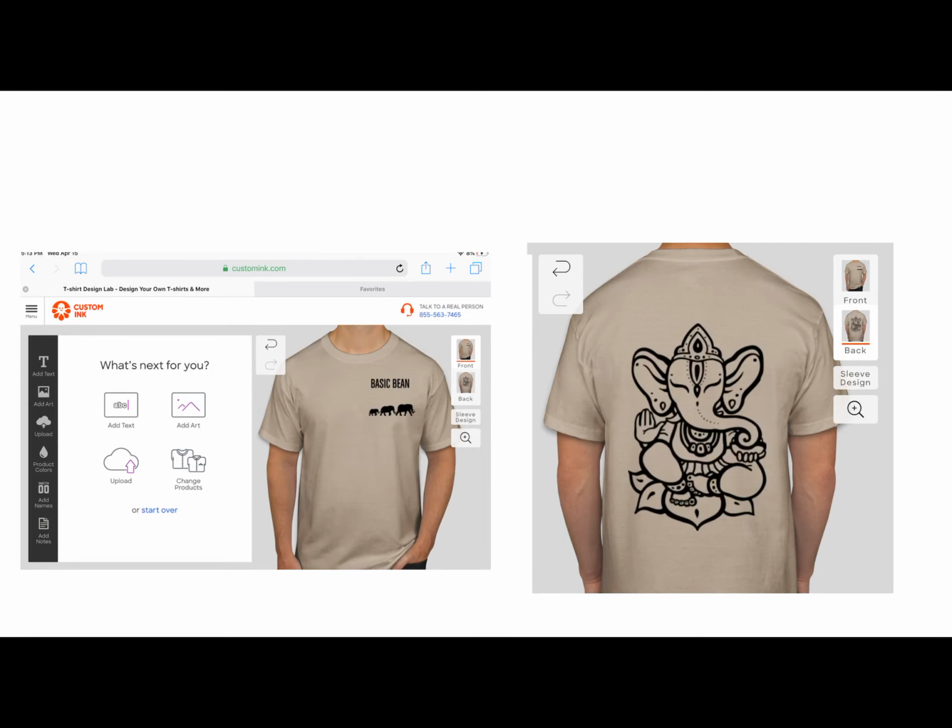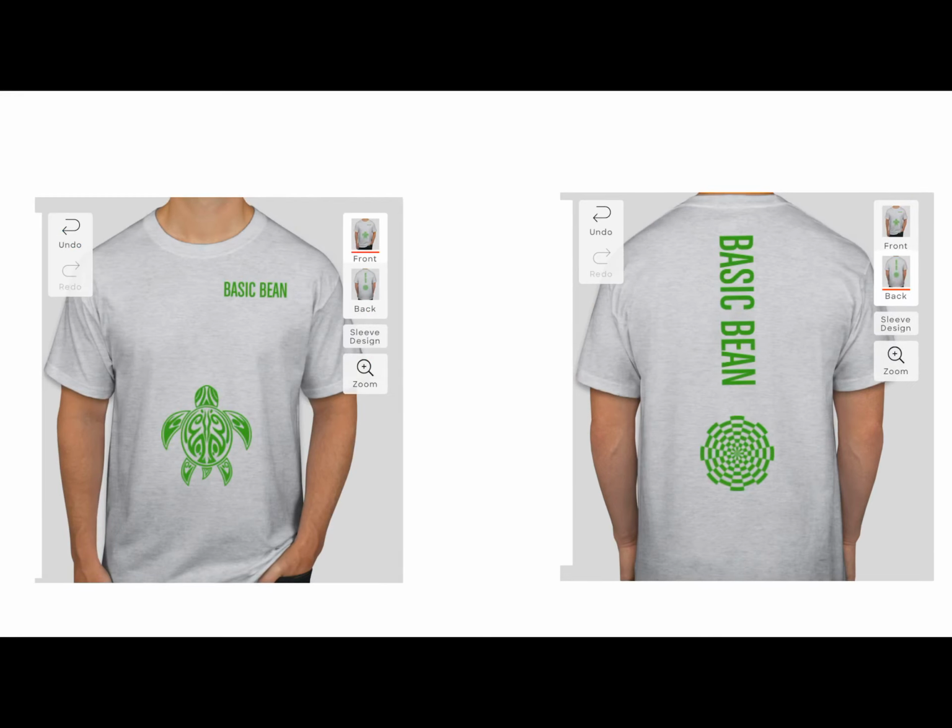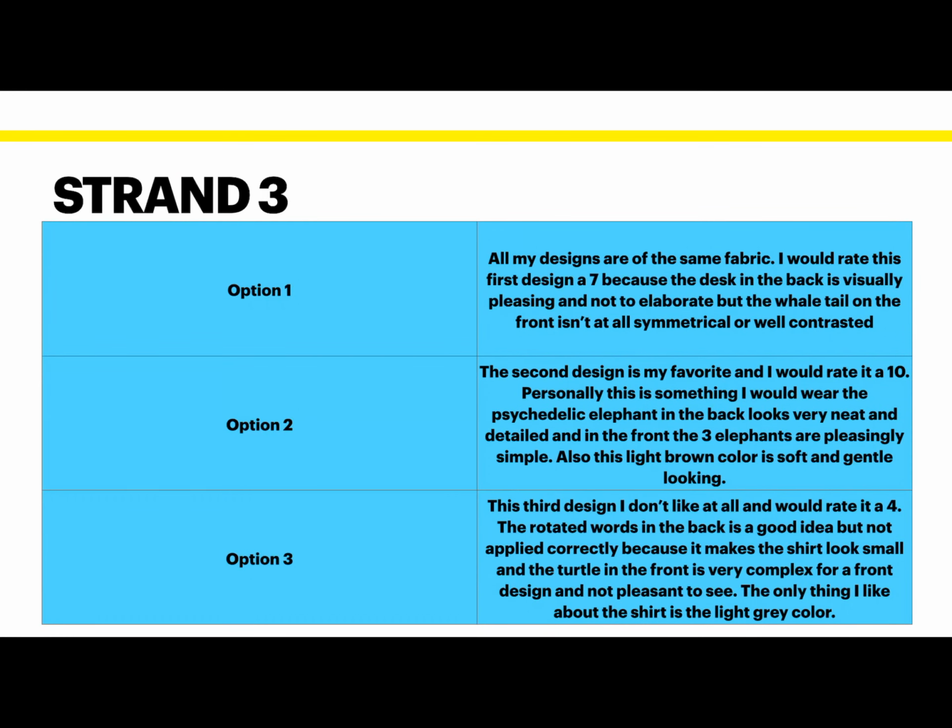This is my second design, which is a brownish light colored t-shirt with a psychedelic elephant in the back. And this is my third design, which has a green turtle in the front and my brand name Basic Bean rotated in the back. For strand 3, I analyzed and rated what each of my shirt designs got.